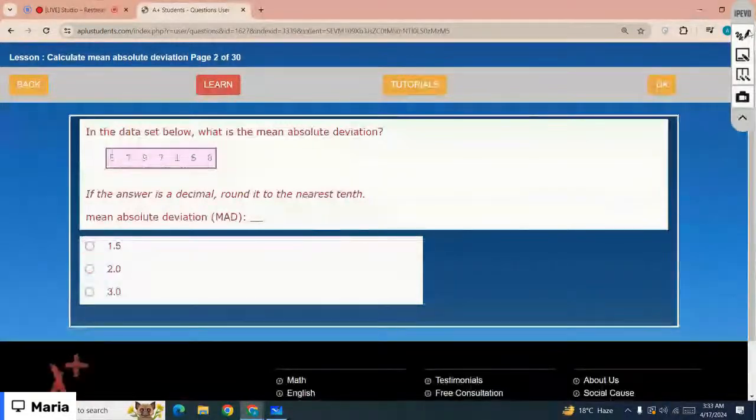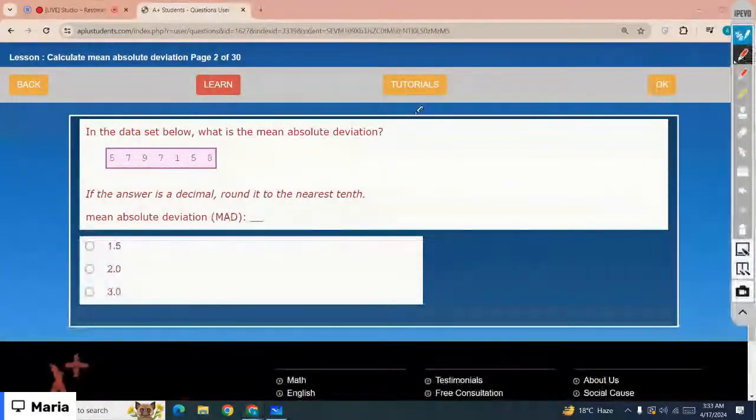In the data set below, what is the mean absolute deviation? The first thing is you need to calculate the mean. Simply add all the numbers. Let me just add them. 5 plus 7 plus 9 plus 7 plus 1 plus 5 plus 8. 5, 7, 9, that is 42. The sum of all the numbers is 42.